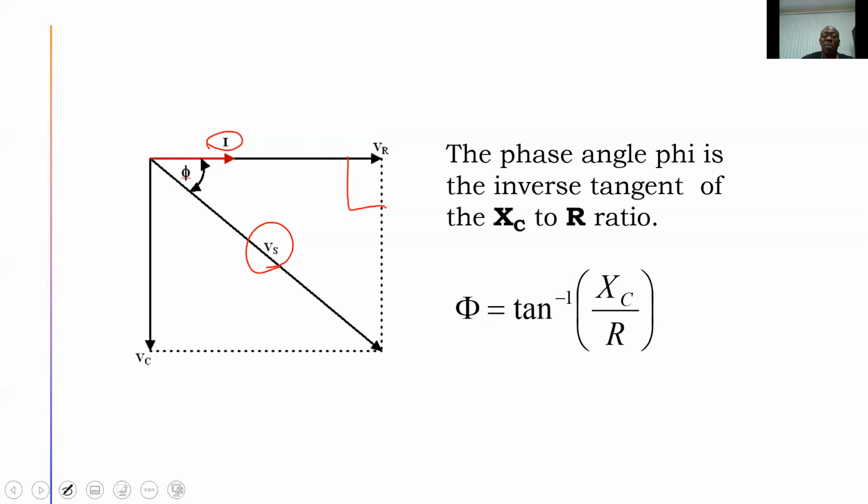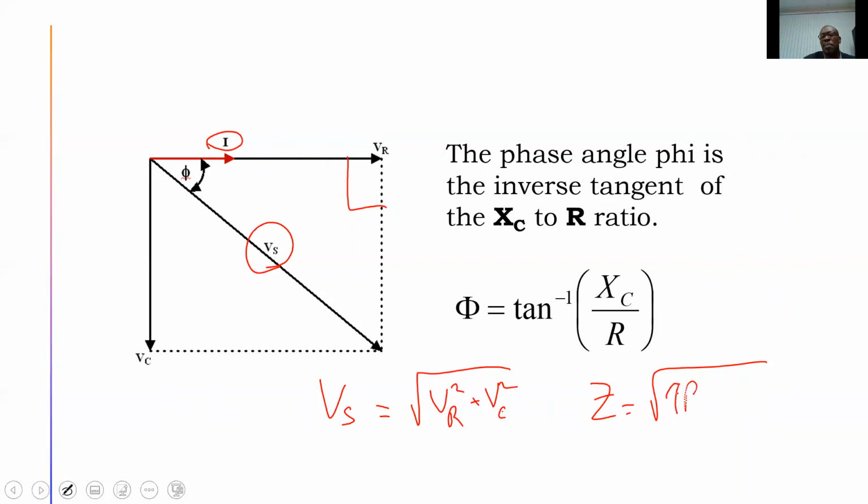So importantly, we have been able to determine Vs. So Vs, supply voltage, is equal to the square root of VR squared plus VC squared. We have also been able to determine Z. Z is equal to the square root of R squared plus XC squared. And of course, we have here phi, phase angle, or the angle between the supply current and the supply voltage.